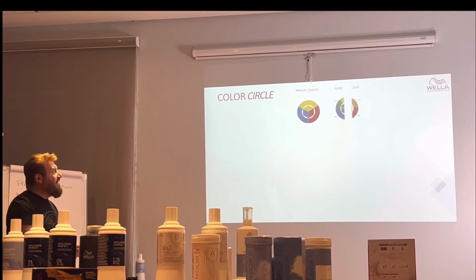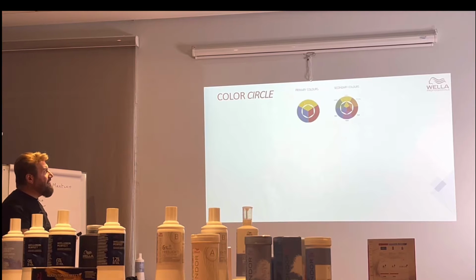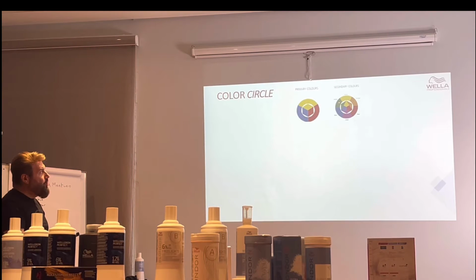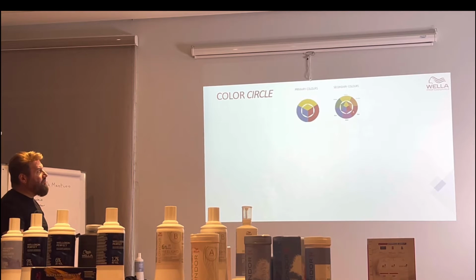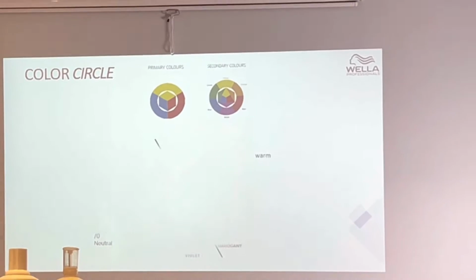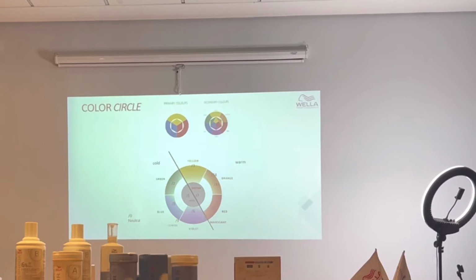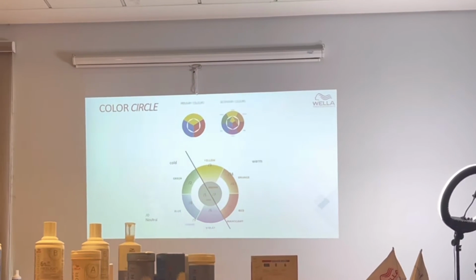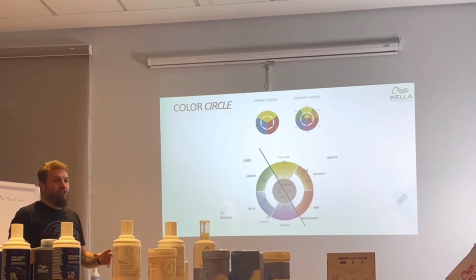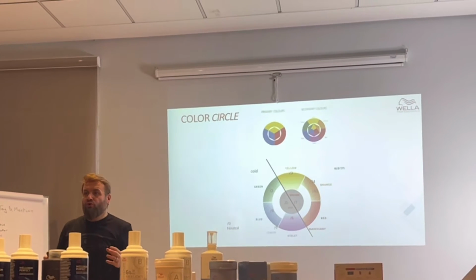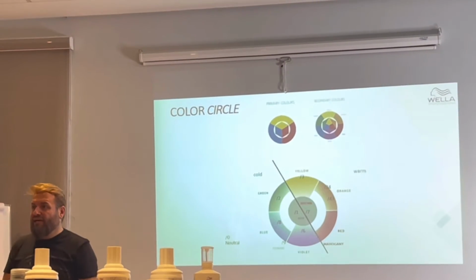So the secondary colors: when we mix red and yellow, we get orange. When we mix yellow and blue, we get green. When we mix blue and red, we get violet. These are very important for us to know. Why is it important to know the primary and secondary colors?